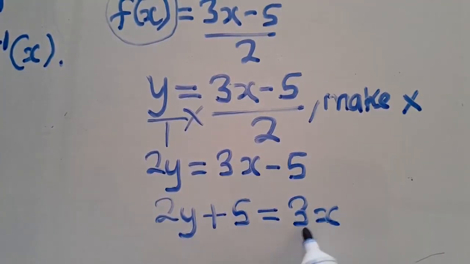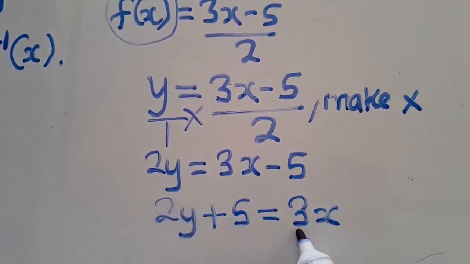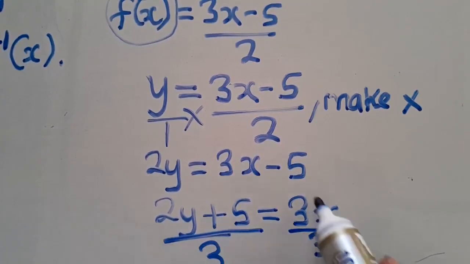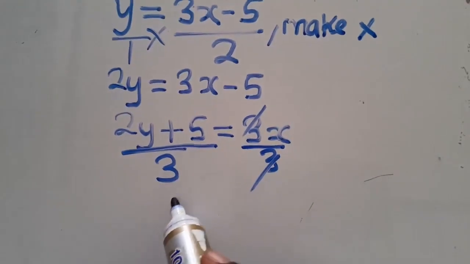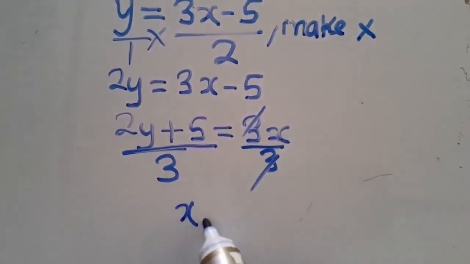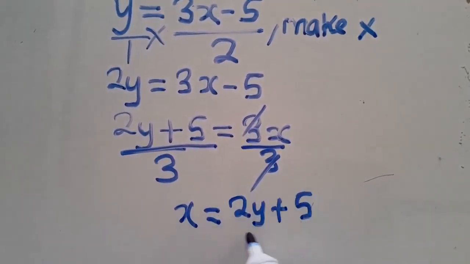What I told you is that when a variable is attached to a number, you can't change this to come to this other side. No, you divide. So we divide by 3, we also divide by 3 here, like this. 3 cancelled, you remain with x. So I remain with x is equal to 2y plus 5 over 3. This is what you are going to have.